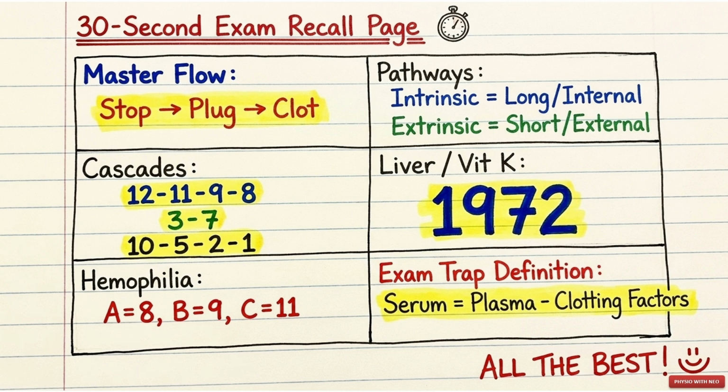Now test yourself. Pause this video, take a blank sheet, and try drawing everything you have just learned from memory. If you can write stop, plug, clot, 12, 11, 9, 8, 3, 7, 10, 5, 2, 1, 1972, and hemophilia ABC 8, 9, 11, then you have already mastered the most important exam point.